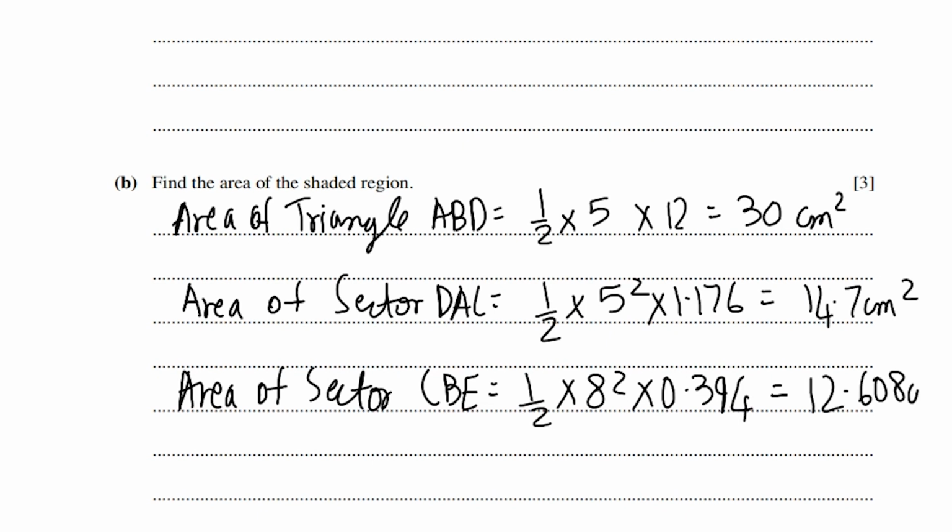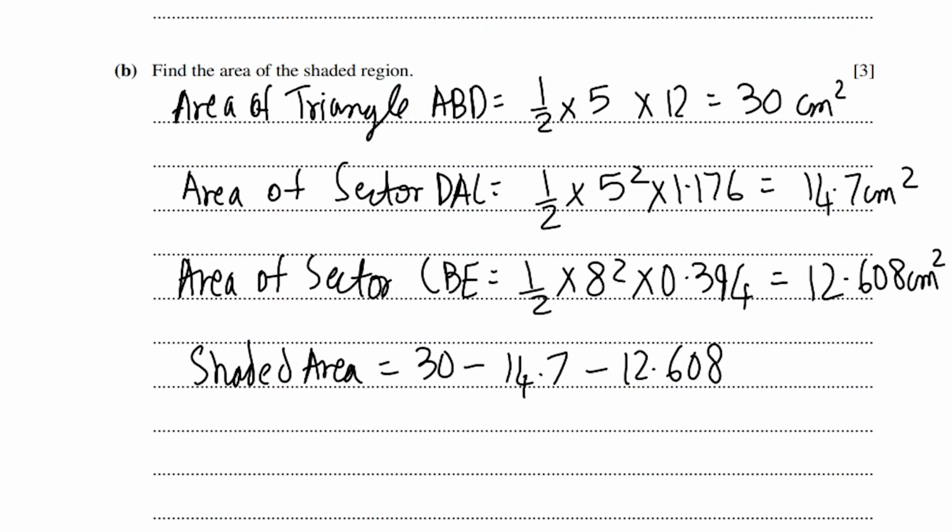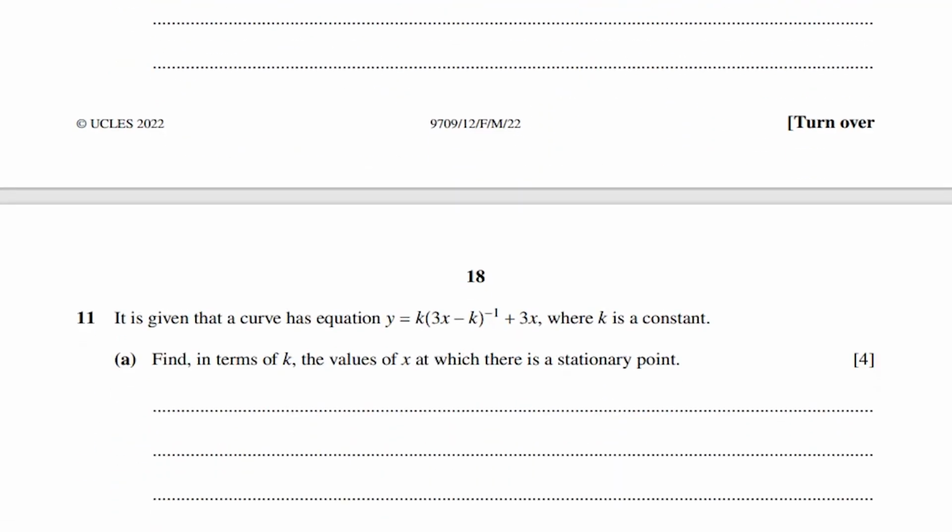centimeter square. Now the shaded area will be 30, and we'll subtract 14.7 and 12.608 from it. We'll get the answer 2.692. This is the area of the shaded region. Moving on to the next question.